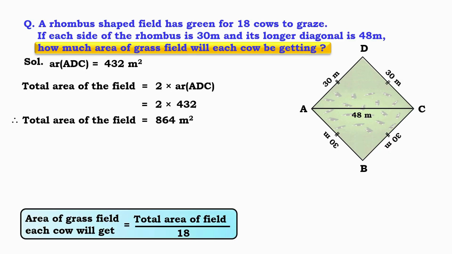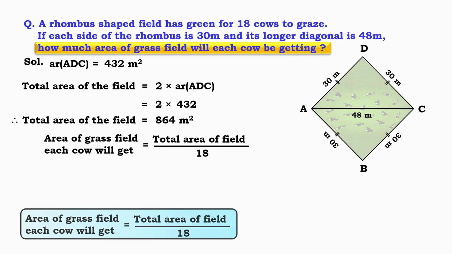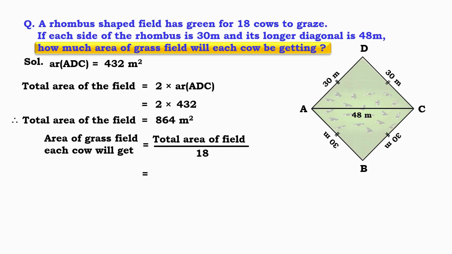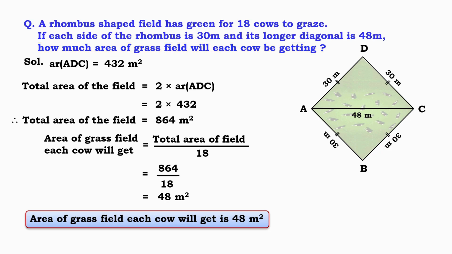So how much area will each cow get? That will be total area divided by 18. So 864 divided by 18 is equal to 48 meters square. So the final answer is: the area of grass field each cow will get is 48 meters square. Okay, so now let's move to the next question.